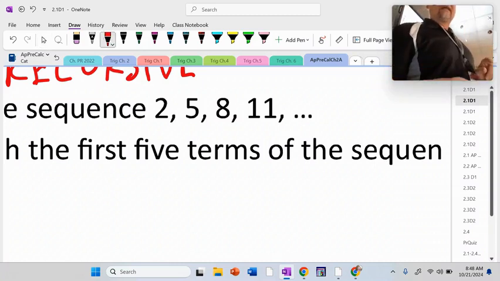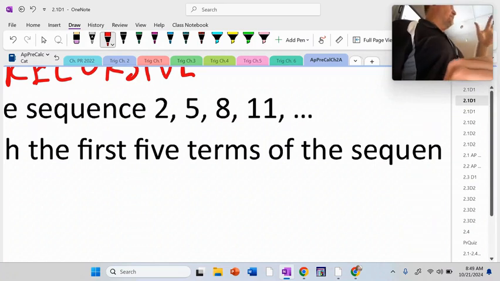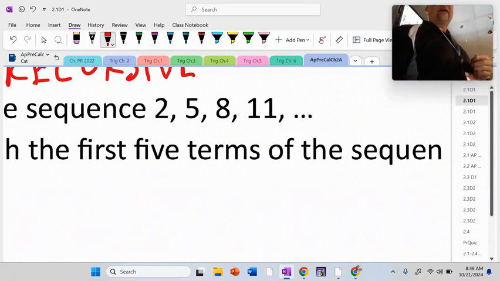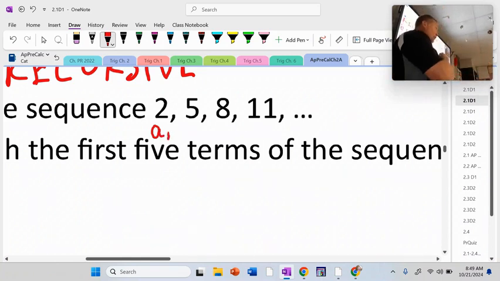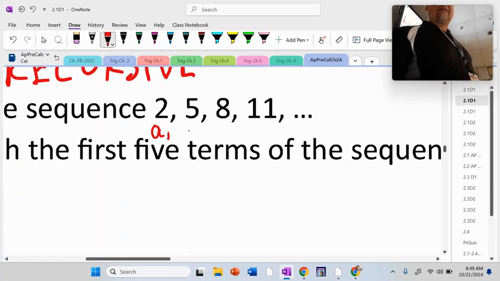Here's what happens, though. You don't care about this, but I kind of screwed this up last year because AP got in my brain and kind of mixed it up a little bit. Anytime you see a list of numbers, that first number in the list is considered to be a sub 1. All right? So that is definitely a sub 1. So 5 is a sub 2. 8 is a sub 3. And then 11 is a sub 4.